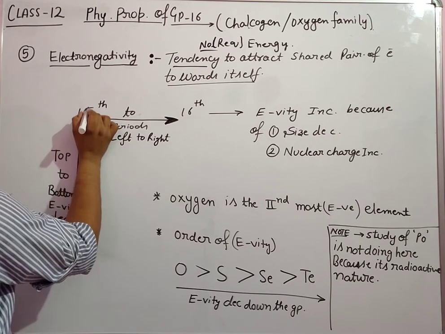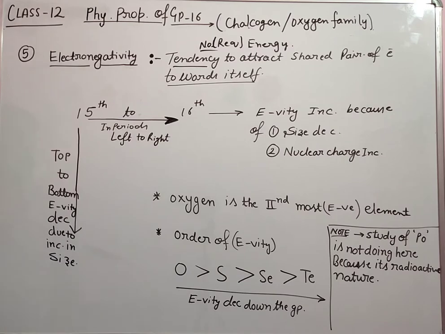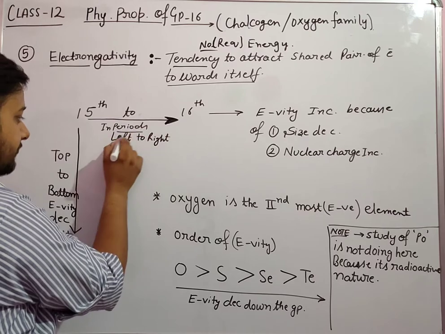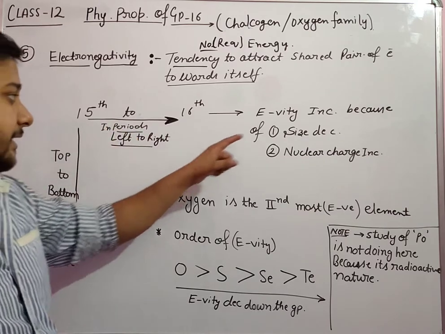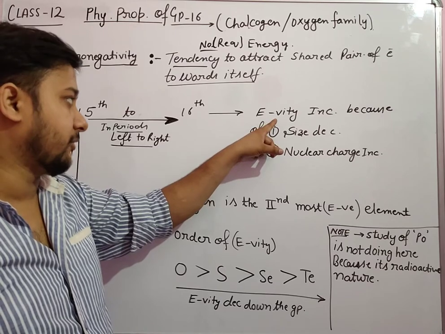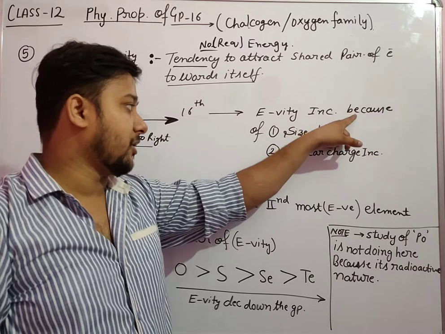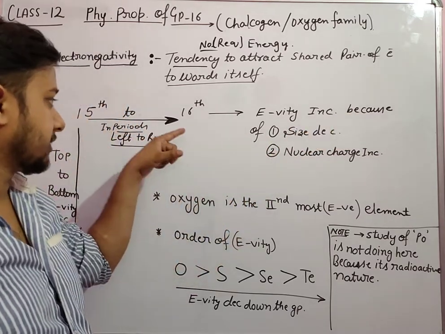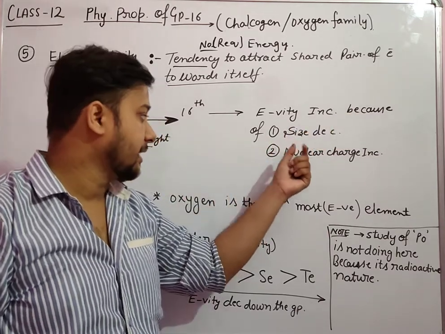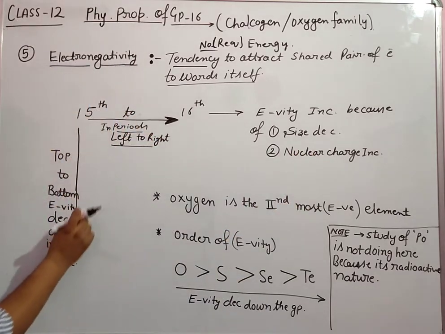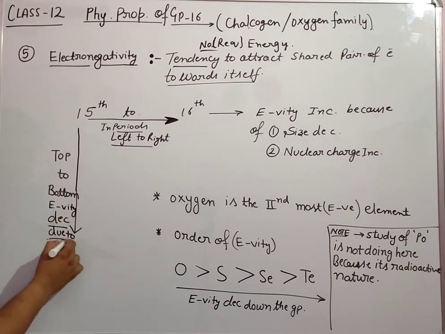Now we are talking about the fifth property of the 16th group elements. When we move from group 15 to group 16 in a period, from left to right, electronegativity (EN is the shortcut symbol) increases, because the size decreases and the nuclear charge increases. When moving from top to bottom, electronegativity decreases due to increase in size because of the introduction of a new principal shell.